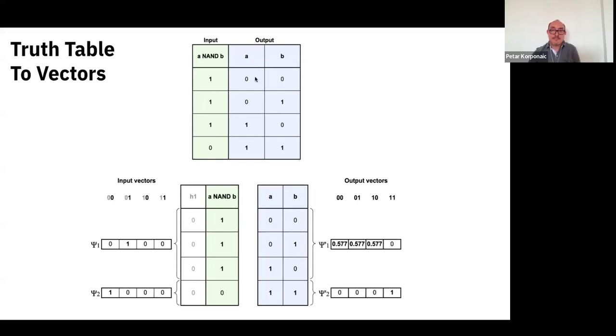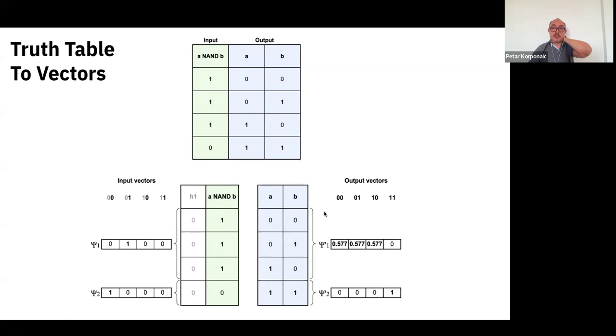The answer is, for each unique input we have only 1 vector. In this case, we have 3 unique inputs. For 3 unique inputs, we need only 1 input vector. This is the second unique input. We have another vector. So this is 1, and this is 0, encoded into state vector.